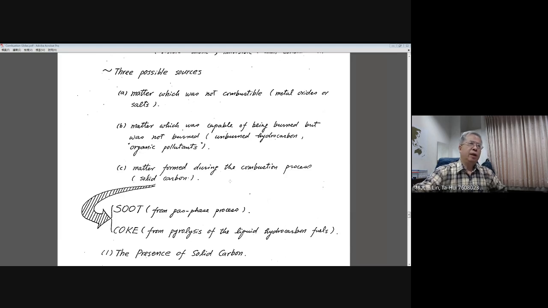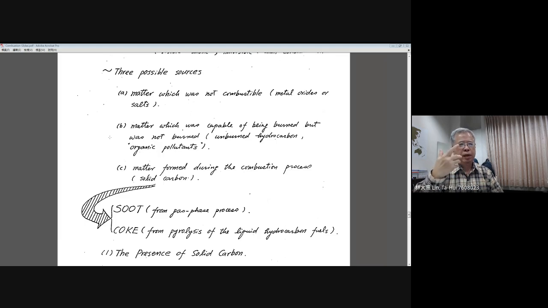Okay, if you look at these three sources, they tell you that part one is more related to the composition of coal. If you burn natural gas and liquid fuels, you may not have too many metal oxides or salts inside the fuel. Then this part should not be considered for burning natural gas and liquid fuel. And the second depends on the design of your combustion chamber. Do we have good mixing?